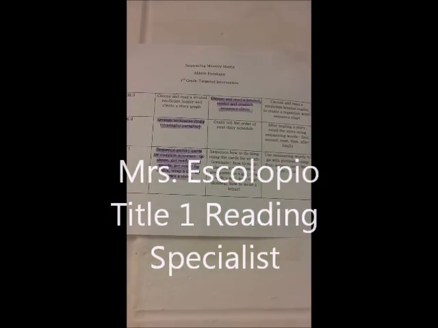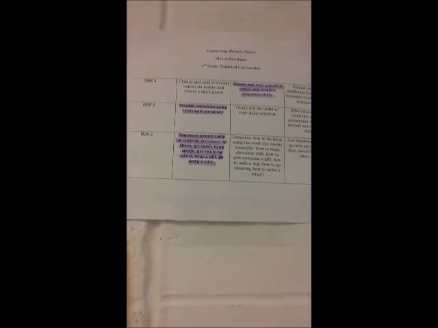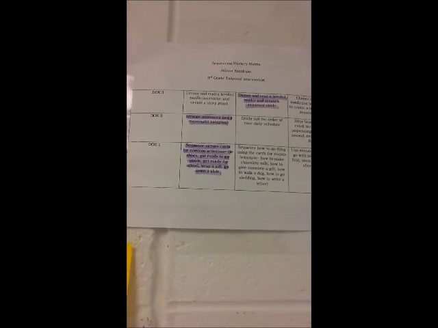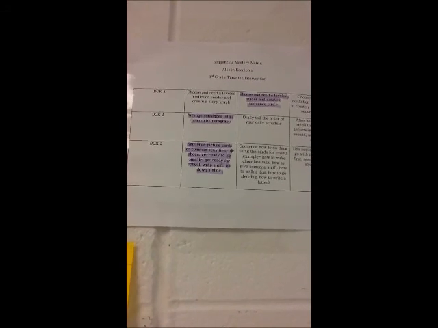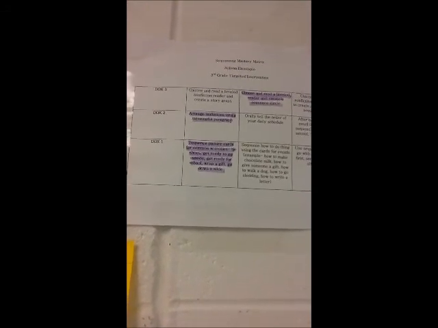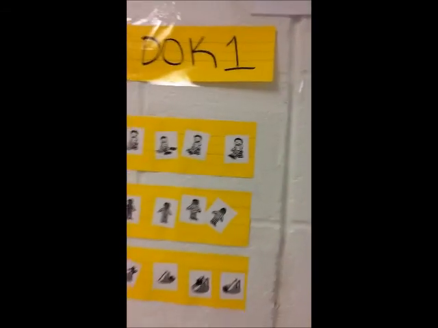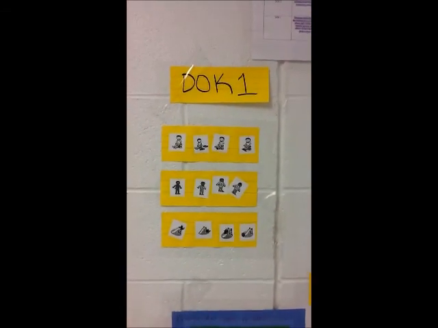This is the master matrix on sequencing. What I have shown on the wall is DOK1, the sequence picture cards for common activities like tie shoes, get ready to go outside, get ready for school, wrap a gift, or go down the slide. Here's the example.